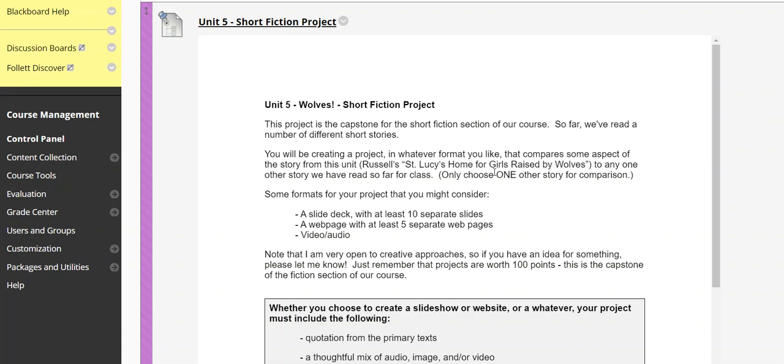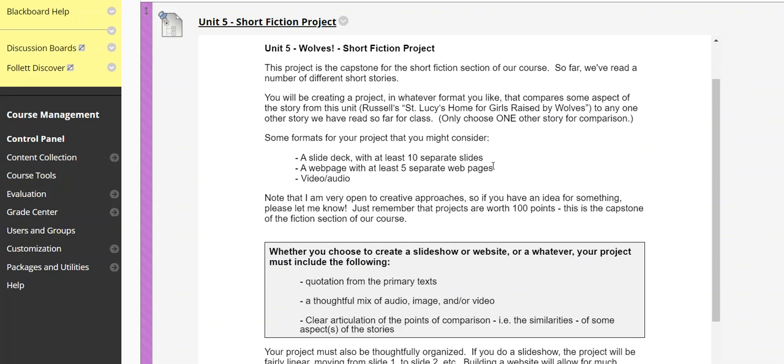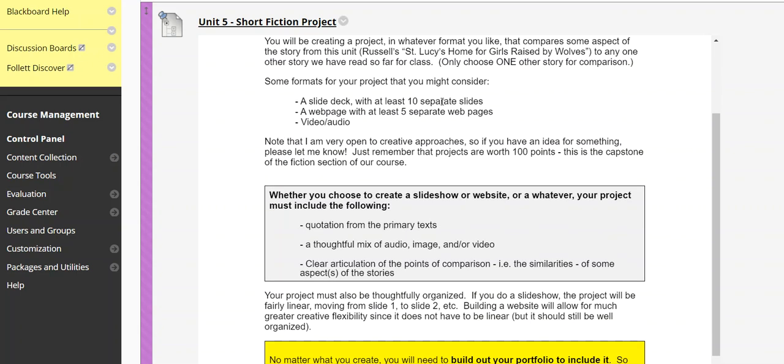So again, fairly traditional, straightforward approach, just a comparative analysis of the two works. You have to use the Karen Russell story, and then the other one is your choice. The wrinkle here is that you can present it in whatever format you think is most effective. If you think that's like a traditional essay, go for it, right? If you feel like a slide deck is the way to go, go for it. Web page, sure. Audio, video, sure.